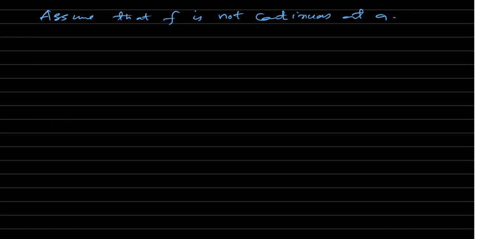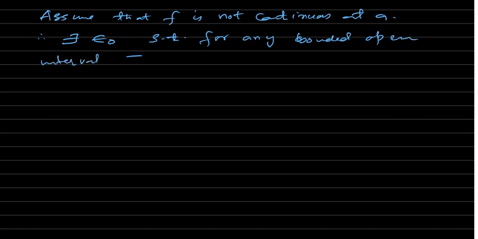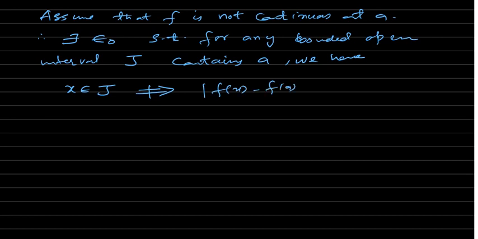But here it's not continuous, so there exists, instead of for all epsilon positive, there exists epsilon naught such that for any bounded open interval J containing a, x belongs to J does not imply that |f(x) minus f(a)| is less than epsilon naught. Okay, so this does not imply this.